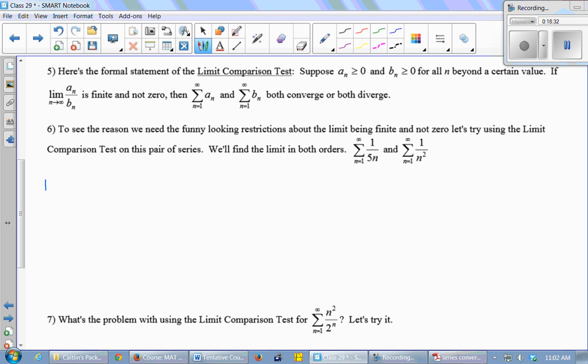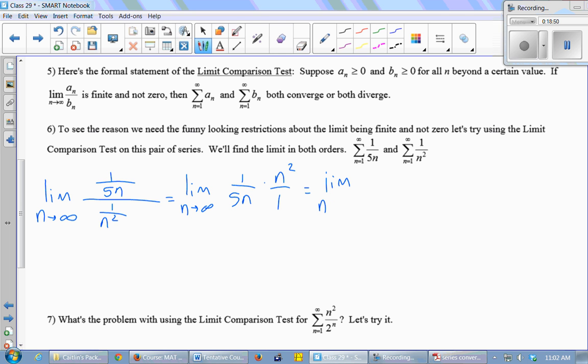Okay, so I would take the limit as n goes to infinity. One of my series, 1/5n, divided by the other, 1/n squared. So this is 1/5n times n squared over 1. So that becomes n/5, and that limit would be infinite. And if you flip it around, it'll go to 0.